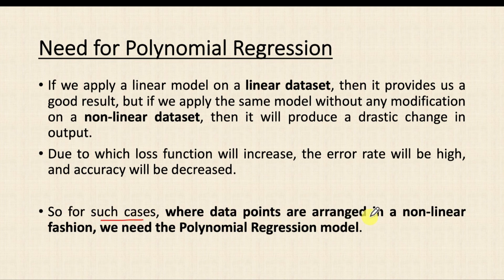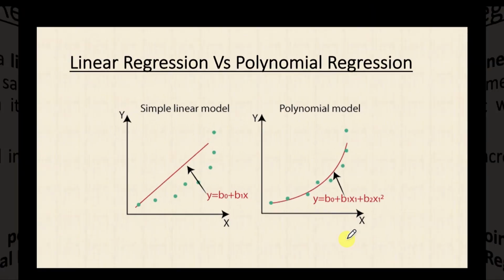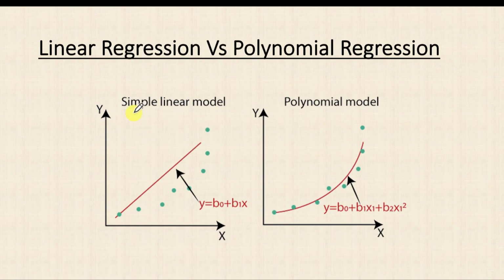So for such cases where data points are arranged in a non-linear fashion, we go for the polynomial regression model. Let's see the difference between the simple linear model and the polynomial model. Here you can see this is our basic equation for the linear model, that is y is equal to b0 plus b1 into x, right? And y is our dependent variable, x is our independent variable.